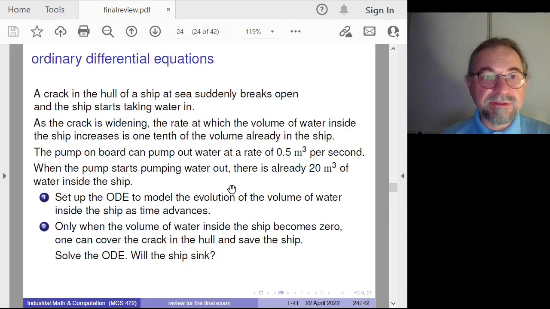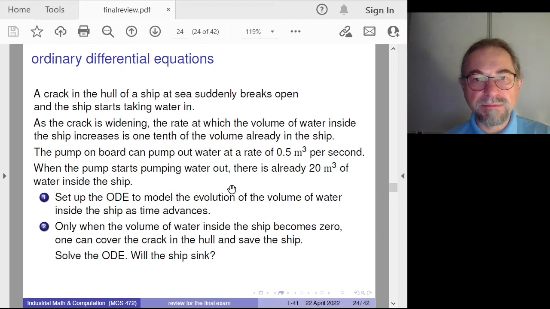Okay, so we considered differential equations. Imagine that you are at sea with a ship that has a crack, and in the middle of the sea it starts taking water in. No panic, you have a pump on board that can pump water at 0.5 cubic meters per second. The pump only activates when there is already 20 cubic meters of water inside the ship. And the rate at which the volume of water inside the ship increases is 1/10 of the volume already in the ship. In a way, this is a model for the crack also widening as more and more water comes in. Now, the question here is whether your ship will sink or not, given the story.